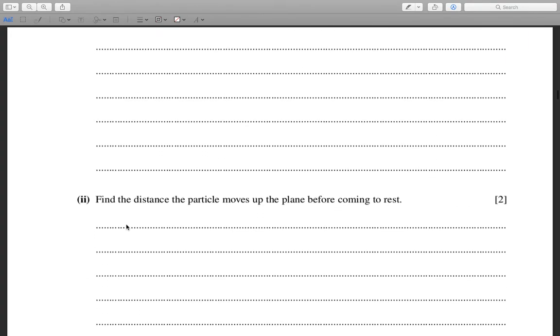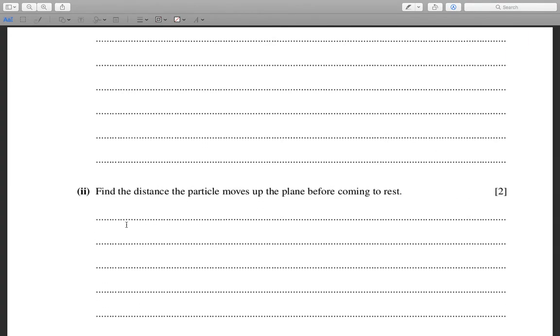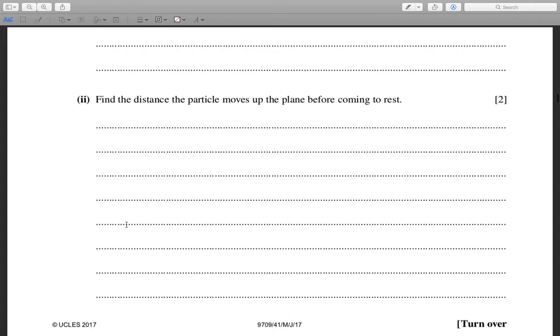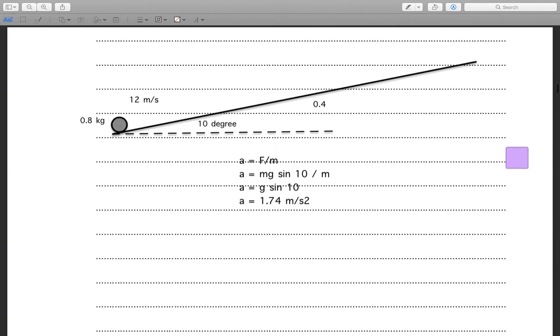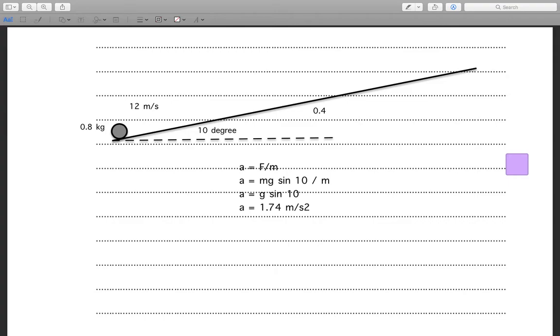Find the distance the particle moves up the plane before coming to rest. Okay, we can find it by v squared equals v0 squared plus 2AD. Oops, we don't have D here.